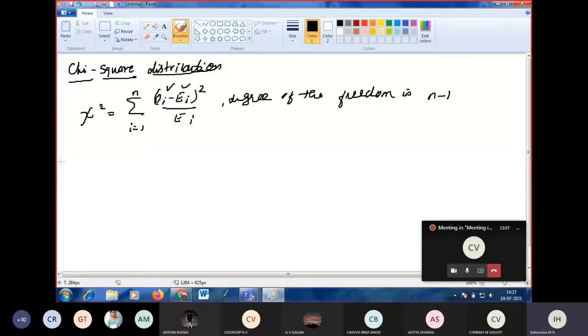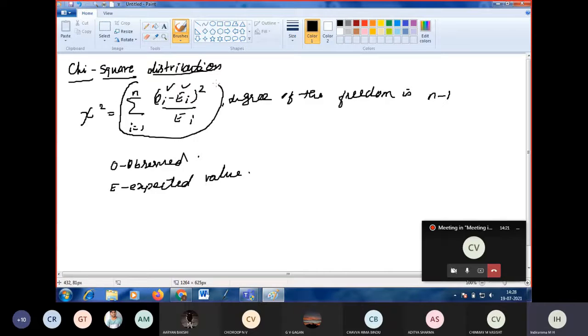Here Oi is the observed value and Ei is the expected value. We take the squares of the difference between the observed value and the expected value, divide by the expected value, and take the summation, which gives us the chi-square. That is, chi-square distribution provides a measure of the correspondence between the observed value and the expected value. Expected value is also called the theoretical value.